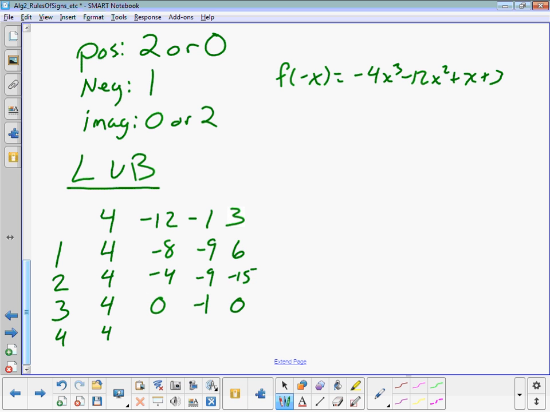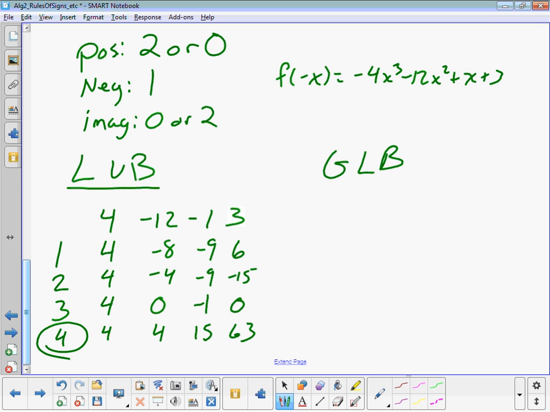4, that would get us 16. That would get us a 4. That would get us 16. That would get us a 15. That was 63. Okay, so 4 is our LUB. We don't have to look at any numbers greater than 4. So that's our greatest integer upper bound.